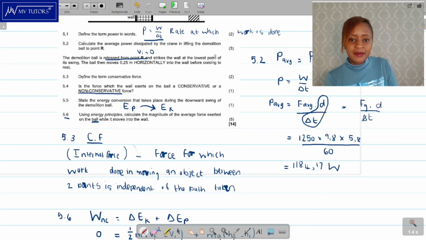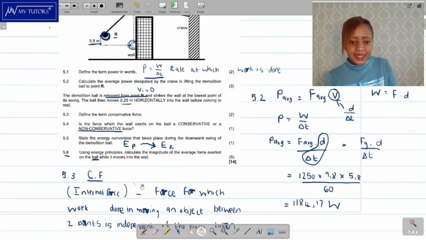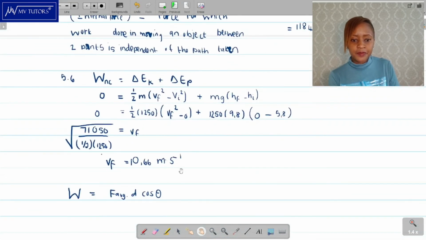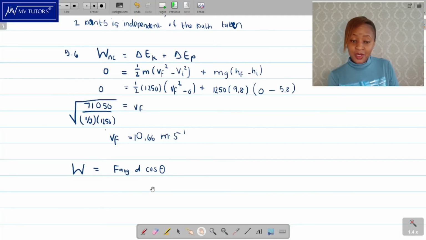So finally the height was 0 and initially it was 5.8. Now the ball then moves 0.25 meters horizontally into the wall before coming to rest. So they gave us 0.25. That is the distance that is required. Looking at our d, that's going to be 0.25.